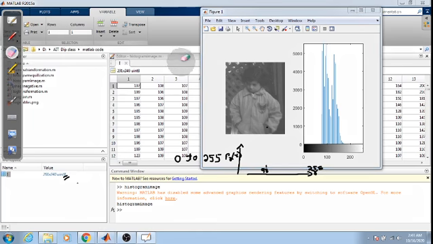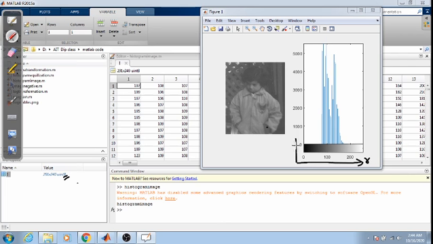Yes, sir. Okay, so that is what the histogram does for you. It takes intensity along the x-axis, which is called r, and you will be plotting the number of pixels of that particular intensity along the y-axis. So that is called the histogram of the image.